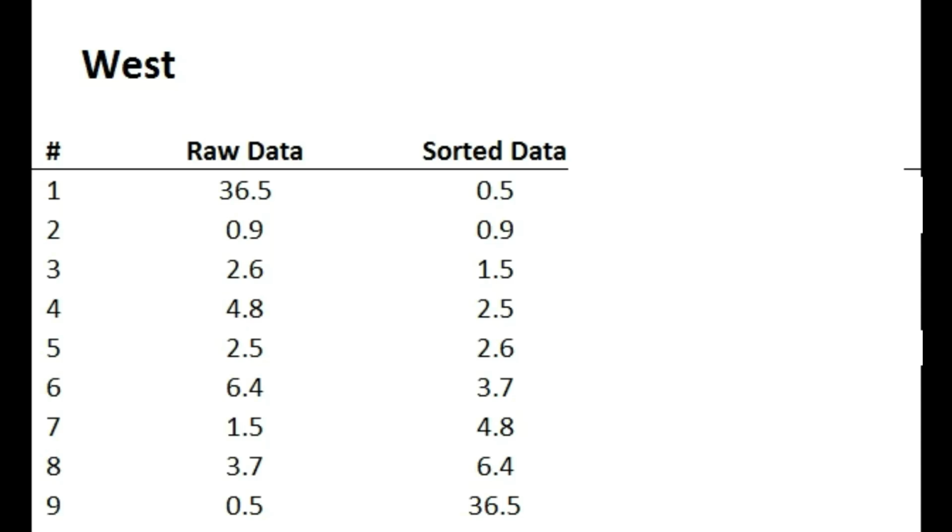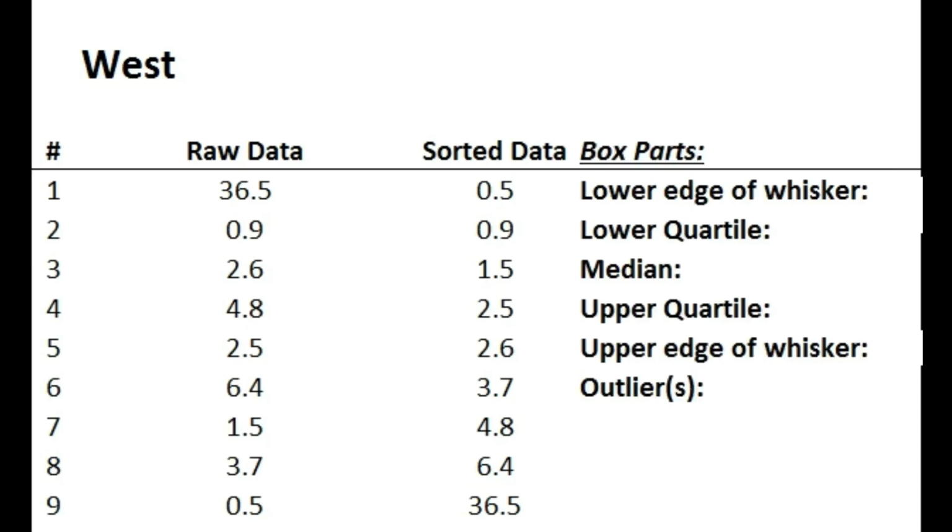Now, the next thing that we're going to do is to look at the parts of our box. This is what we're searching for when we start to create that box and whisker plot. So we have the lower edge of our whisker, the lower quartile, the median, the upper quartile, the upper edge of our whisker, and any outliers. All right, and we'll talk about each piece of this.